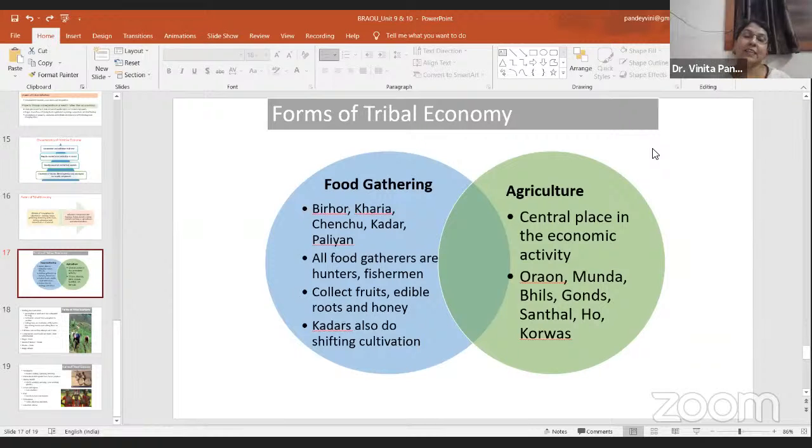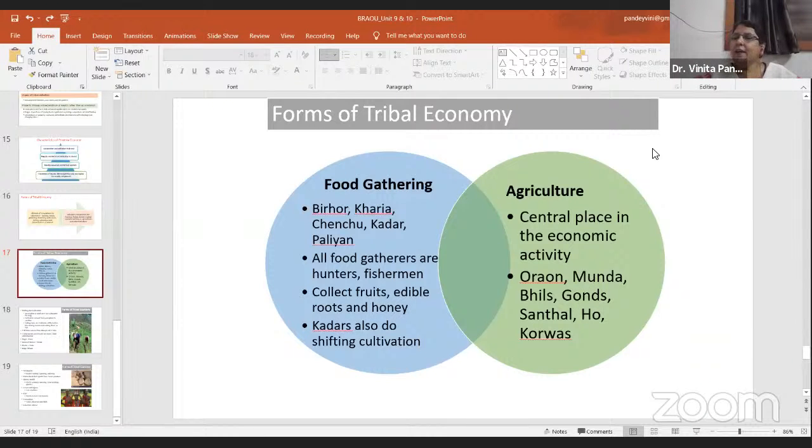Okay. Now, food gathering. What is this food gathering? Here again, as I told you today, now see, we all have heard a proverb, history repeats itself. Today, there is a growing demand for organic products, those products which are grown with indigenous technology.